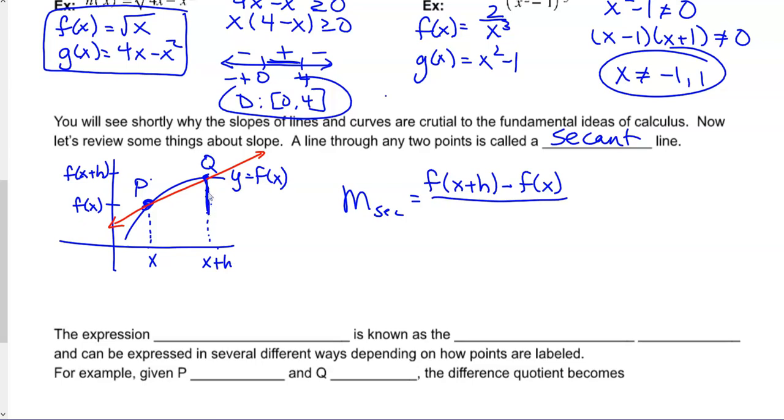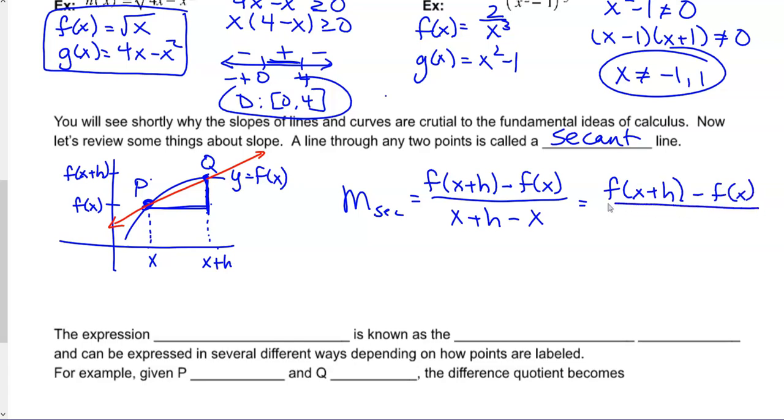Then I need to take the difference in the x values, which would constitute along here. And I would take the x plus h minus the x, just to be consistent. Notice in the bottom, I could cancel out an x. Therefore, we have f of x plus h minus f of x all over h. And that expression is going to be very, very important later on.